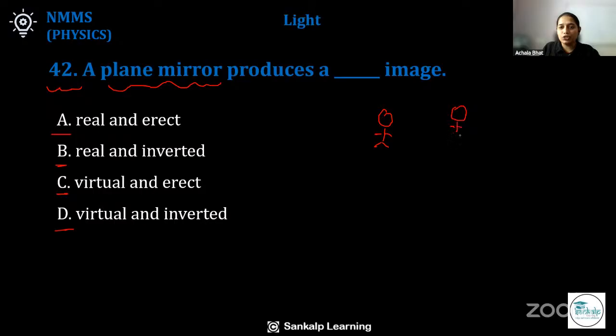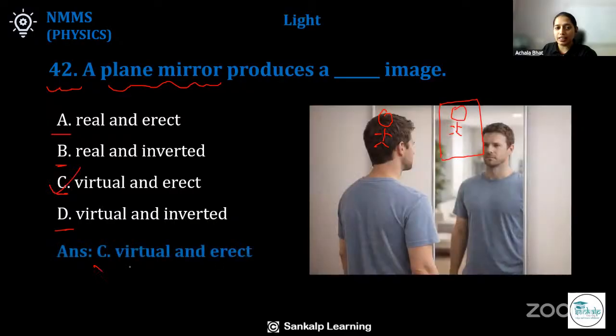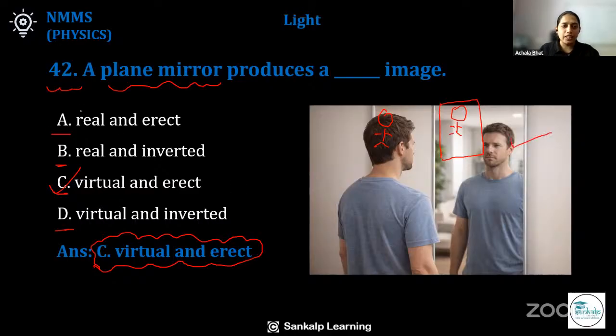Which means the image formed is upright, meaning an erect image. Erect image and virtual. C is correct. A plane mirror produces a virtual and erect image. Real and erect, wrong. Real and inverted, wrong. Virtual and inverted, wrong. The correct option is option C. Virtual and erect is correct.